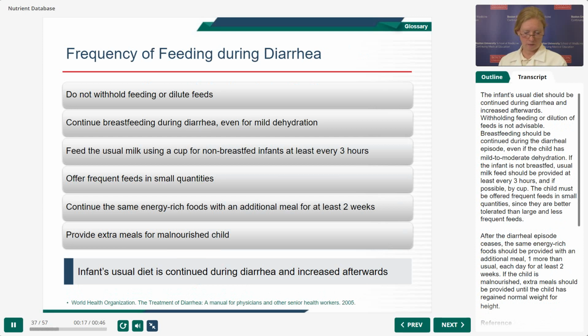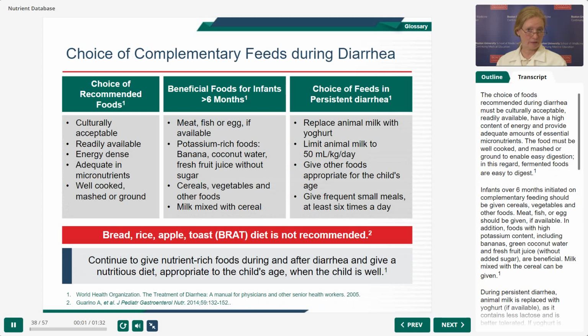If the child is breastfeeding, you want to breastfeed. You want to use cups rather than bottles if the child is on formula or drinking milk. You also want to give high energy foods for at least 2 weeks after the episode, and you will be giving extra meals to children who already have a nutritional problem. Feedings are going to be dependent on the age, on the diarrhea, and on all types of environmental circumstances.